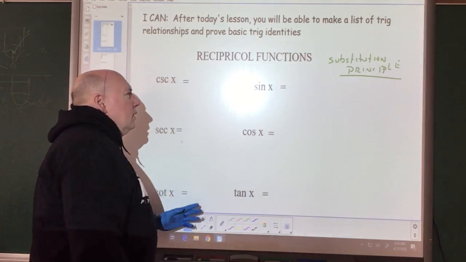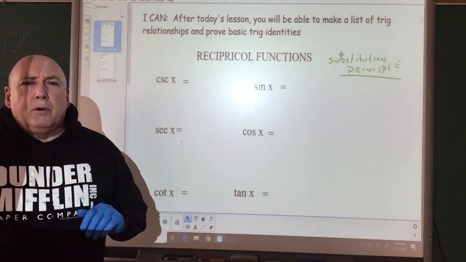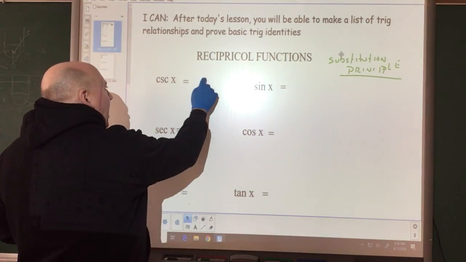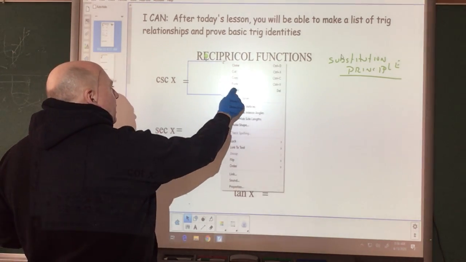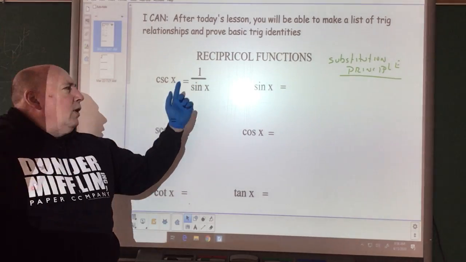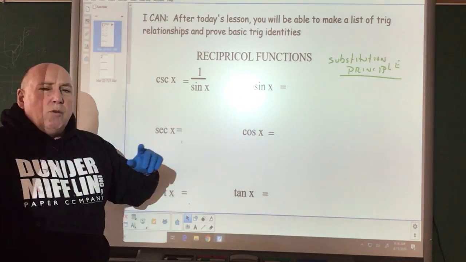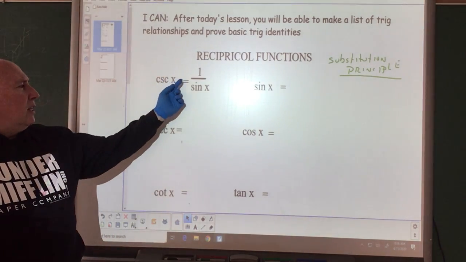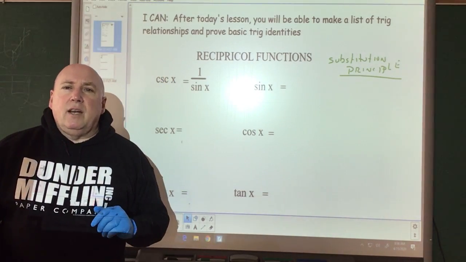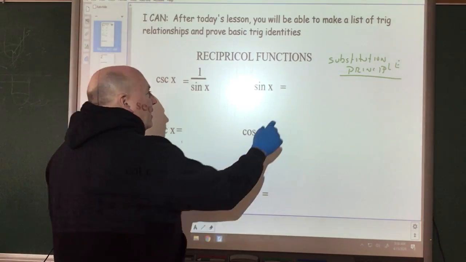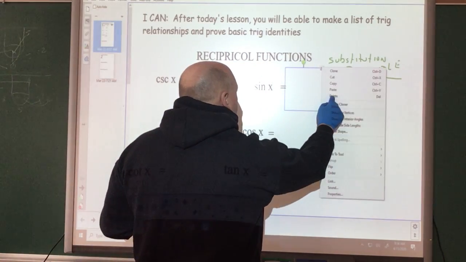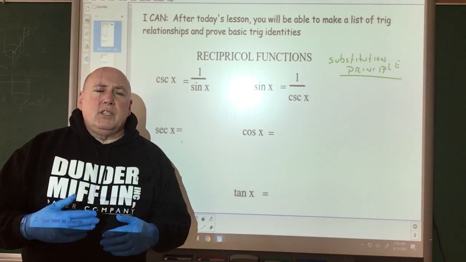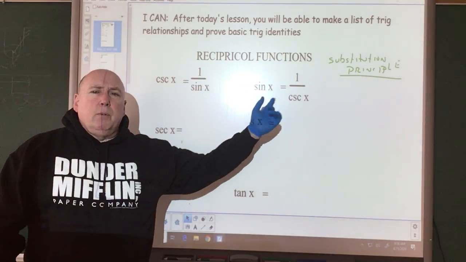The first set of equalities we have are called the reciprocal functions, and we've touched on these already. If I have the cosecant, this can also be written as 1 over the sine of x. Remember, they are reciprocal functions of each other. So if I have the cosecant of x, this is equal to 1 over the sine of x. And if I have sine of x, this is equal to 1 over the cosecant of x. Once again, they are reciprocal functions, so we can write them as reciprocal functions.